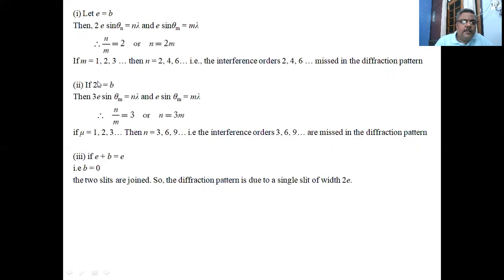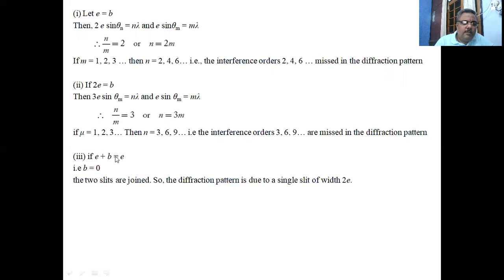If twice the width of the slit is equal to the width of the opaque portion, then the equation reduces to 3e sine theta is equal to n lambda. And for the mth minimum, it is e sine theta is equal to m lambda. Now dividing, we get n is equal to 3m. Under these conditions, we see that the orders 3, 6, 9 and the multiples of 3 will be missing in the diffraction pattern.